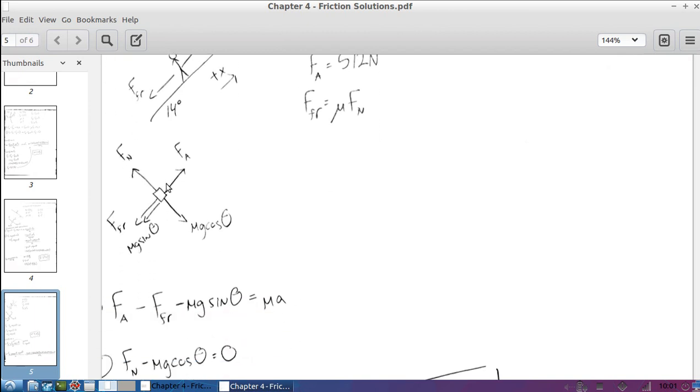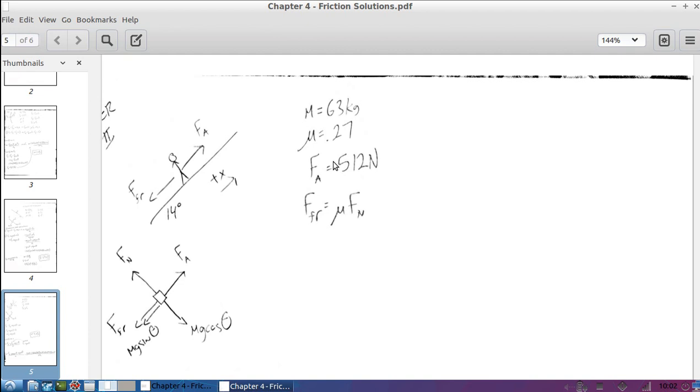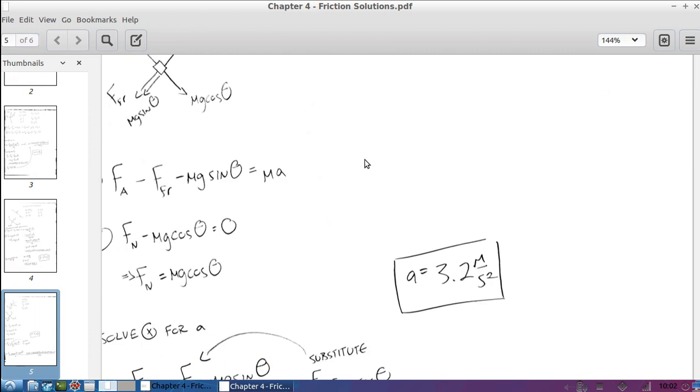So in the x direction, I've got F applied in the positive x, friction, and mg sine theta in the negative x. In the y direction, I've got the normal, and I've got mg cosine theta in the negative y. All right. Friction is mu times normal. What do I know? Mass of the skier, coefficient of friction, the applied force. I'm calling it F applied. Excuse me, it was called a tension, right? So if you go through this problem, you use T, that's fine. But it's 512 newtons.